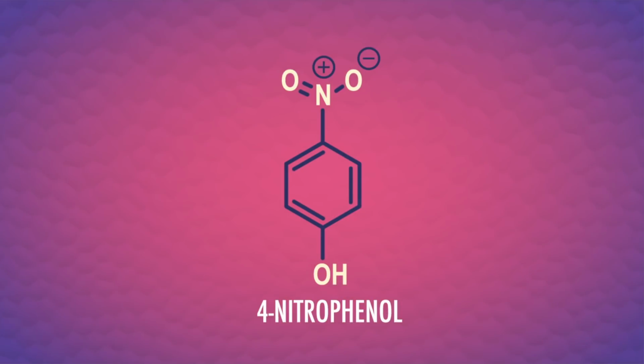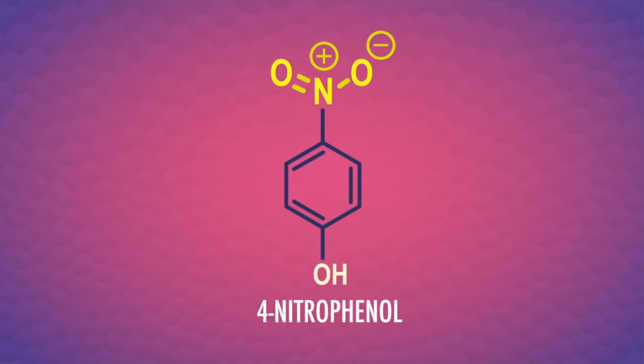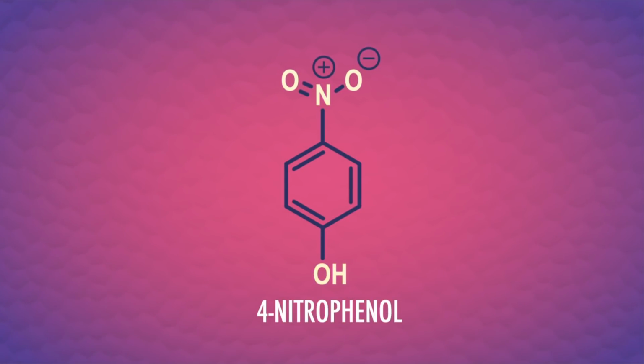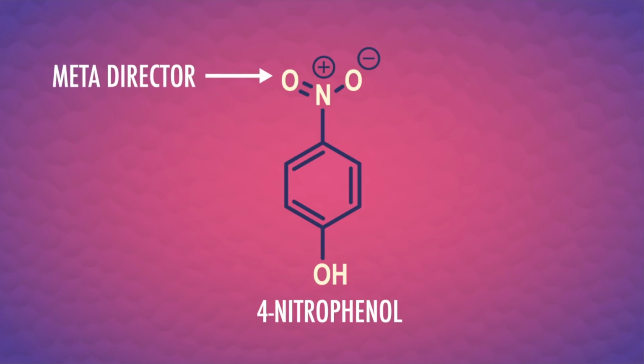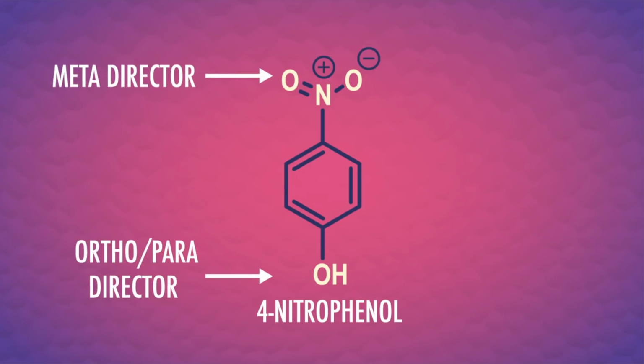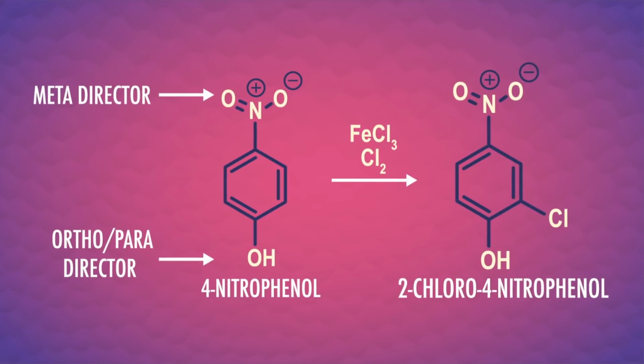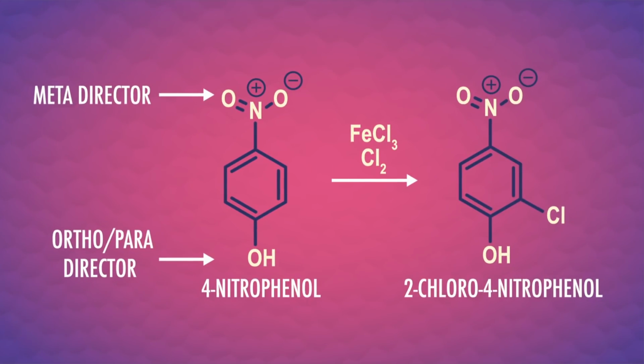Take this example, where we have a benzene ring with a nitro group and a hydroxyl group attached on opposite sides of the ring. The nitro group directs to the spot meta to itself, while the hydroxyl group directs to its ortho or para position. Based on these effects, if we try to add a chlorine atom, there's only one place it can end up: in the meta position to the nitro group and the ortho position to the hydroxyl group.